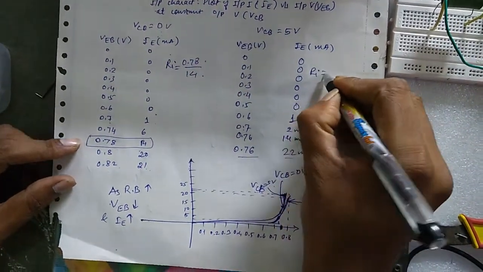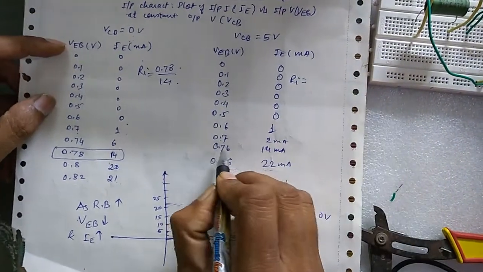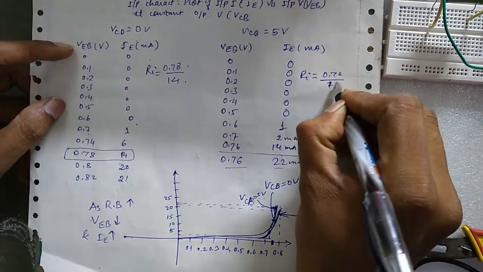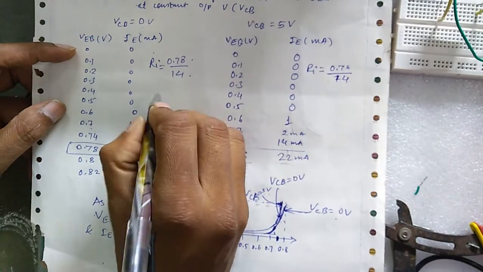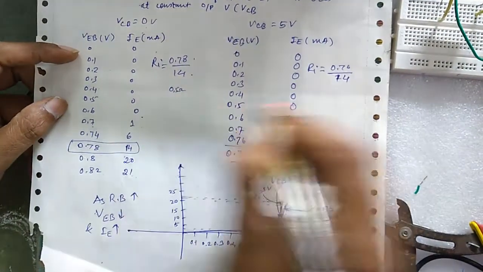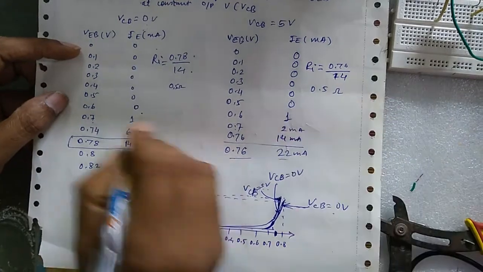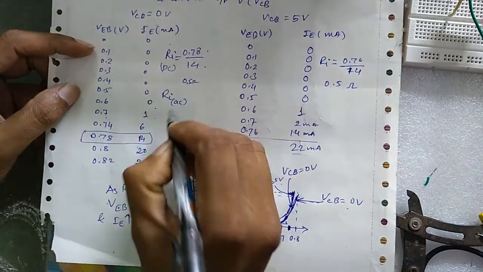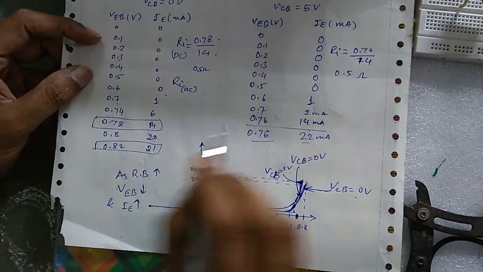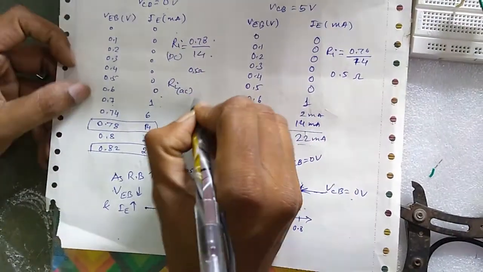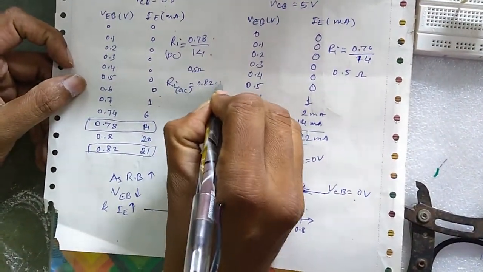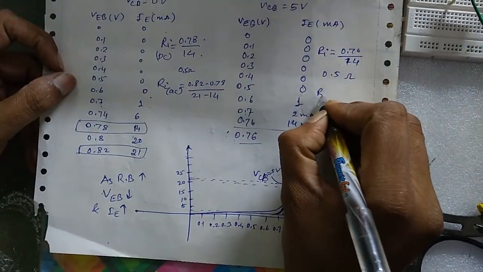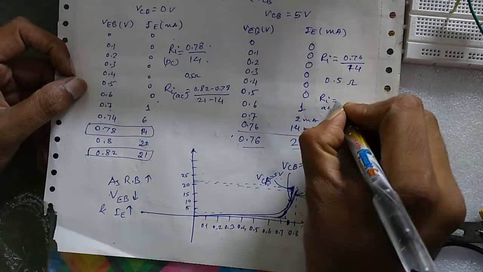For this, Ri is, let us see this value, 0.76 divided by 14. So it is approximately 0.5 ohms. Now Ri AC, so this was for DC or static. For AC we need two values. So for AC, 0.82 minus 0.78 divided by 21 minus 14. Same for here, Ri AC is any two values.